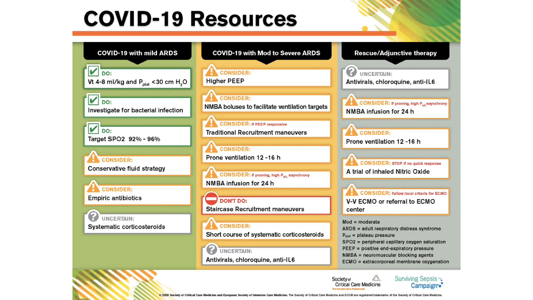As we get into more of a rescue or adjunctive therapy situation in the gray box, this is when you're throwing everything at the problem. So medications that you have on hand, paralysis, prone ventilation, nitric oxide, and even VV ECMO for the really persistently hypoxic patients that are becoming impossible to ventilate.